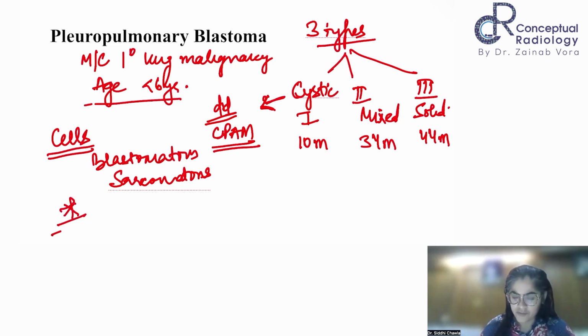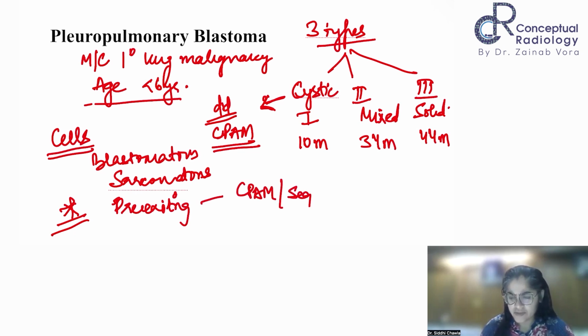An important thing about the pleuropulmonary blastoma is that it can occur in a pre-existing lesion, right? Pre-existing lesions like what? Like CPAM, like sequestration, like bronchogenic cyst. So the congenital lesions that we are discussing, pleuropulmonary blastoma can develop within these lesions, and that is why we have to be careful about them.